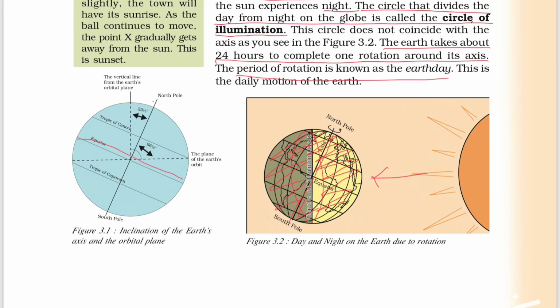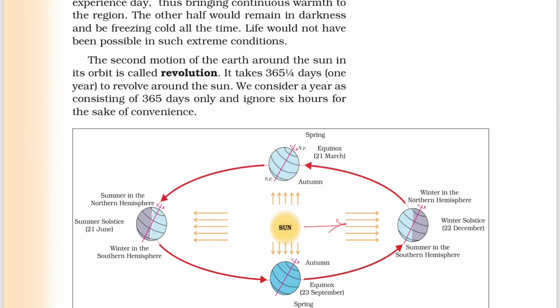Generally it has to be like this, but it is tilted at 66.5 degrees. This is called the inclination of the Earth's axis. Next we have revolution. What is revolution? The Earth revolving around the Sun is called revolution.